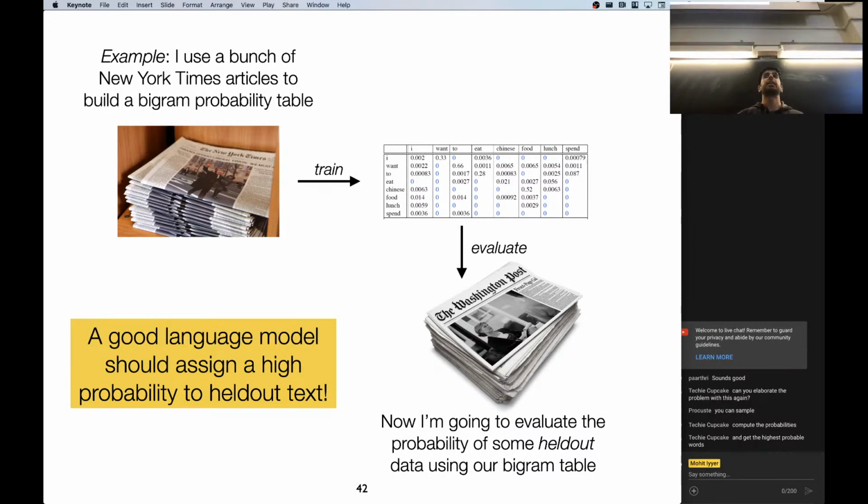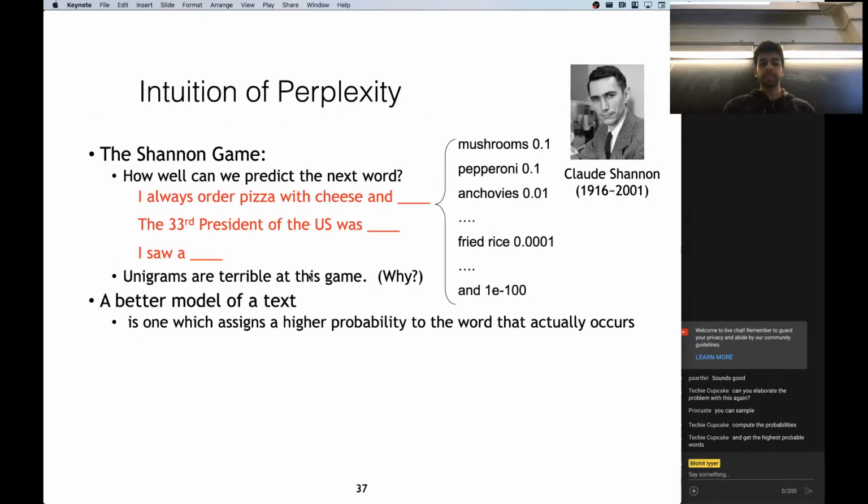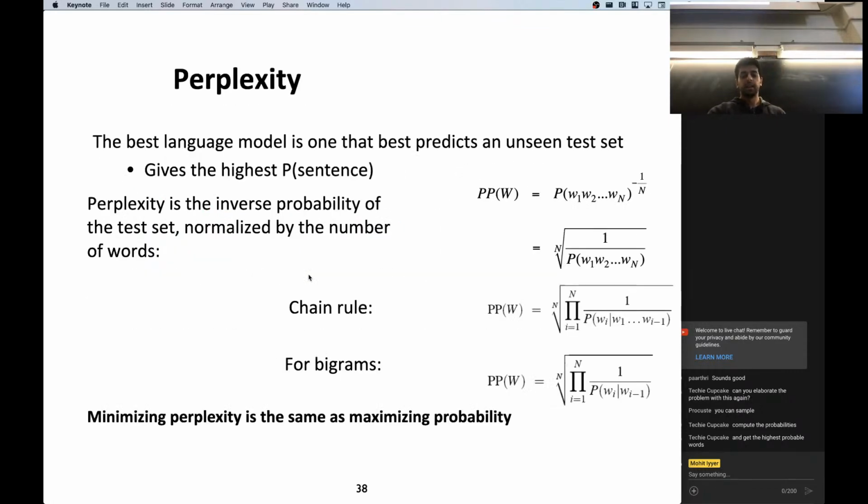Okay, so I've so far kind of just hand-waved this evaluation. I've just said we want a model that assigns a high probability to the test set. The actual evaluation metric that we use is called perplexity, and it is basically doing this. It's just a very simple function on top of the probability of the test set. So we'll go to the definition of this here. You can see that the perplexity is the inverse probability of the test set, and it's normalized by the number of words in the test set. So this way you can compare across many different texts.